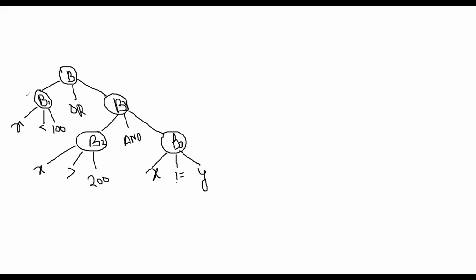Before scanning the parse tree, we have to design three lists. What are these three lists? List number one, you have to make a true list. Where will you make the true list? The true list will be made at the reduction point. What is the reduction point? B1 is the reduction point, B2 is the reduction point, B3 is the reduction point, B4 is the reduction point, and B is the reduction point. So at every reduction point, we'll make two lists: one is the true list, another is the false list.